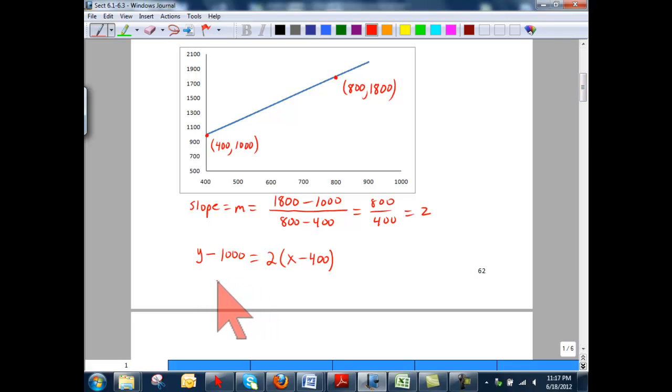Maybe that's good enough depending on what I'm trying to do. If I wanted to put it in slope-intercept form, then I could multiply out on the right-hand side and get 2x minus 800. And then finally add 1,000 to both sides, and y equals 2x plus, and then negative 800 plus 1,000 is plus 200. So from the directions to the problem, this would have been an okay answer. This is an okay answer. They are the same line.